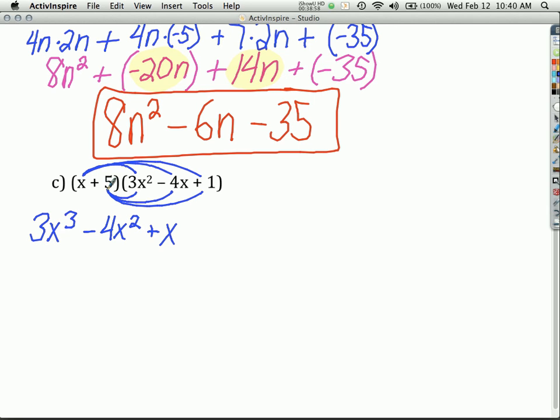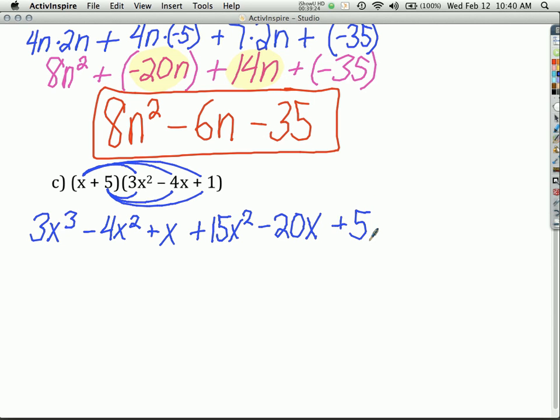Now the 5. 5 times 3x squared. What do we get as a result of that? Tristan? 15x squared. Very good. 4 arrows done. 5 times negative 4x, Alicia? Negative 20x. 5 arrows done. The last one, 5 times 1 is 5.